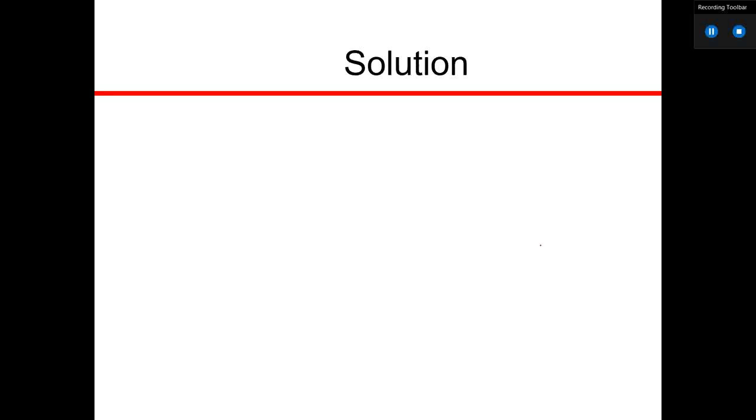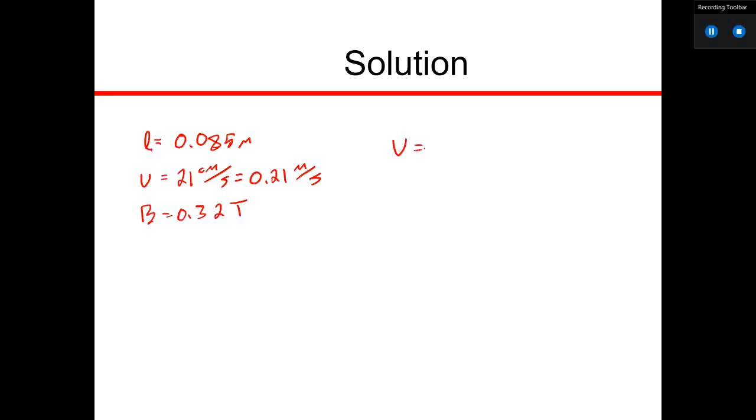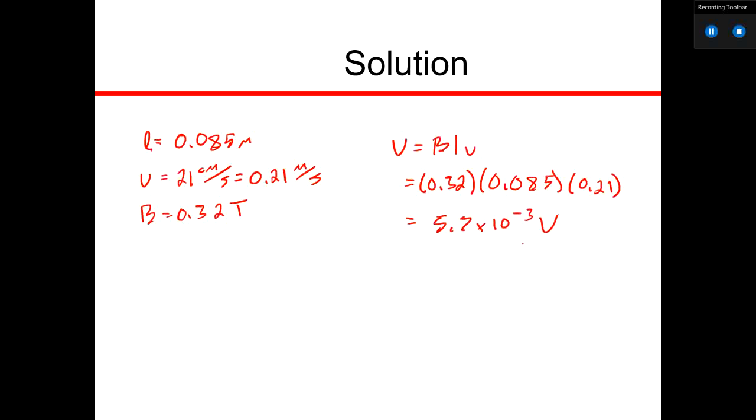Now to calculate the actual induced EMF. What we're given in this question: we have the length of the rod, which I'm going to put into meters, 0.085 meters. Our velocity is 21 centimeters per second. Divide that by 100 to change from centimeters, so that'll be 0.21 meters per second. Our B field is 0.32 Teslas. Now we just use our equation. V equals BLv, 0.32 times 0.085 times 0.21, and that gives us a voltage of 5.7 times 10 to the negative 3 volts. Again, this isn't the voltage of a current moving through the rod continuously, but the voltage difference from the electrons moving down to that one end of the rod.